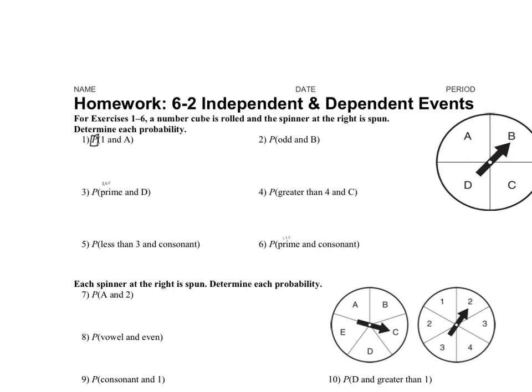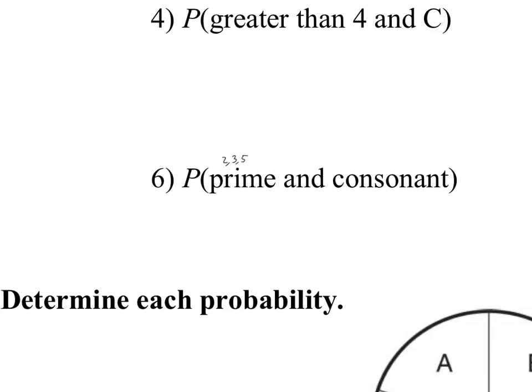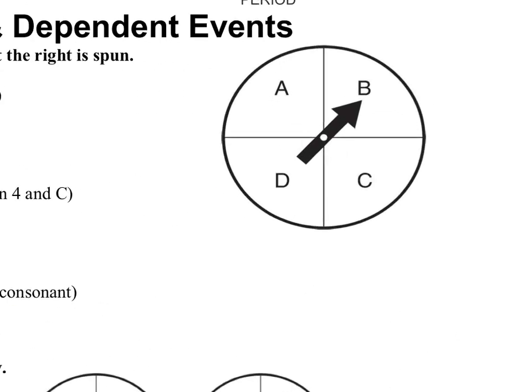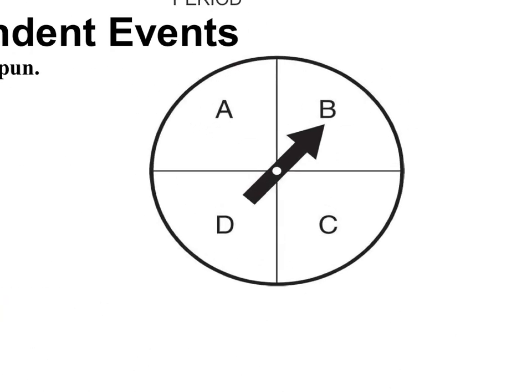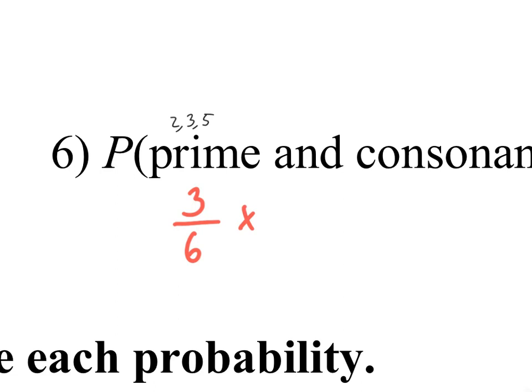So I want to find the probability of rolling either a 2, 3, or a 5 on that number cube. Well, that's 3 options that I want out of the 6 total options on that cube. And I'm going to multiply that times, well, now I'm going to look over here and I want to get a consonant. So not A, E, I, O, or U. The only vowel I have there is A. So I have 3 options that I want out of 4.